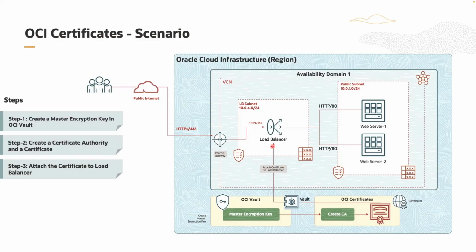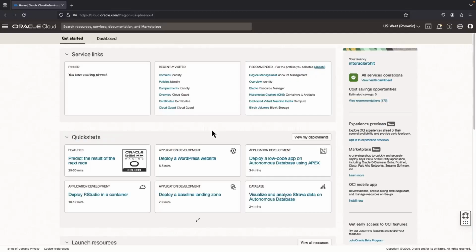So before we go to the console, we will see the resources I have pre-created for this demo, including a VCN with a public subnet and two web servers. The load balancer subnet is also created. Also, the internet gateway, all security lists and route tables are in place. In short, our networking and compute related resources are created. Now we are on the console.